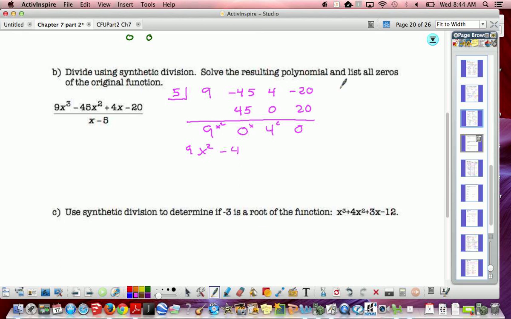So right now I have x minus 5 times 9x squared minus 4 equals 0. Now you might be going, oh my goodness, how do we factor this? Well, no, it's a difference of perfect squares. We get 3x plus 2 and 3x minus 2. So now I set each of those equal to 0.